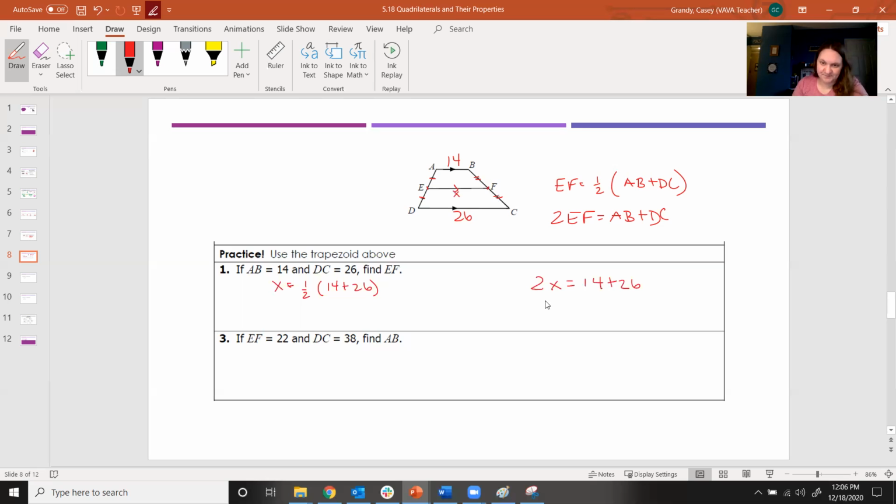I'm going to solve this one. 14 plus 26 is 40. Divide both sides by 2, you get 20. So EF equals 20.